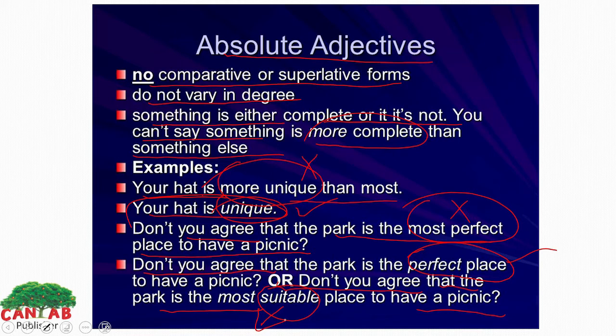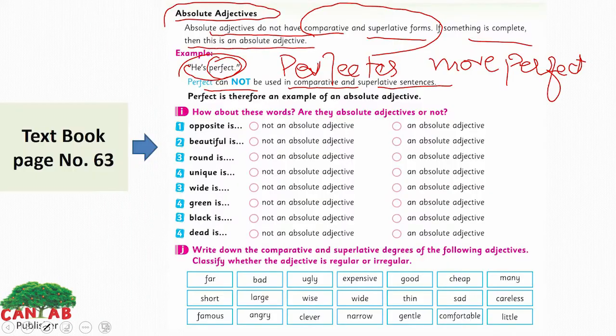There are so many absolute adjectives here. So these were the absolute adjectives, and we have learned the concept of it. Now let's do the exercise of it. Are these words absolute adjectives or not? Opposite is what? An absolute adjective or not? You have to find out.